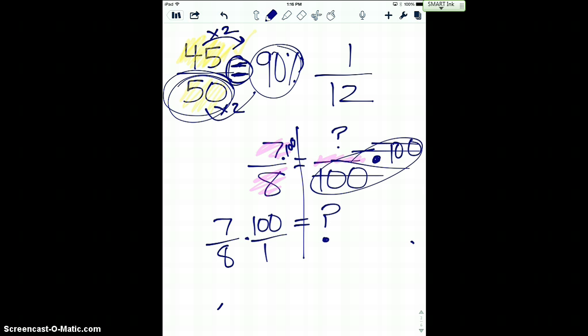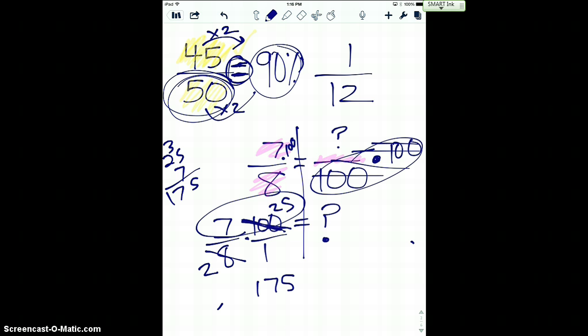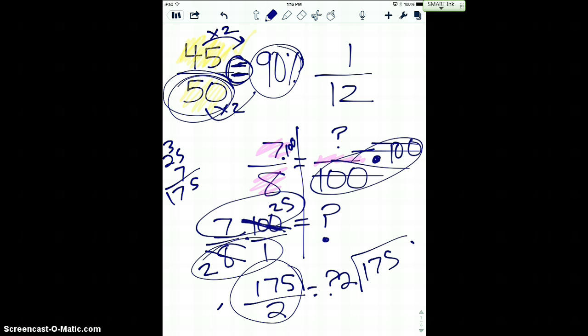I could cross reduce. These both go into 4. 8 divided by 4 is 2, and 100 divided by 4 is 25. So when I multiply across, 7 times 25 is 175 over 2 times 1, which is 2. And you know I'm not done because this is improper. So 175 divided by 2. This is just straight up division. 2 goes into 17 8 times. 2 goes into 15 7 times. And I am left over with 1.